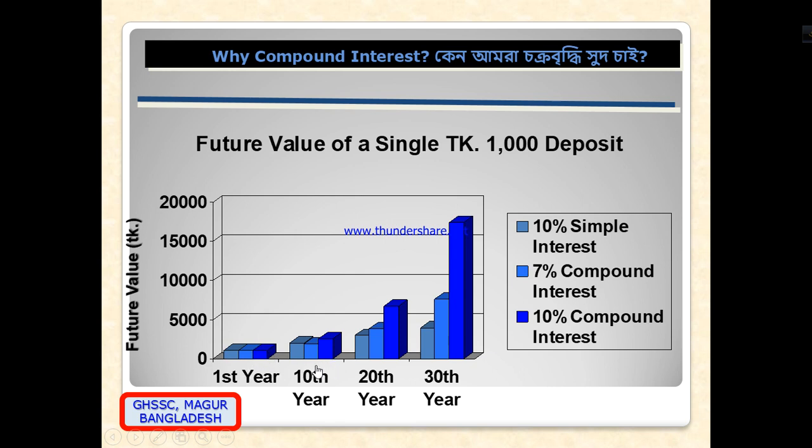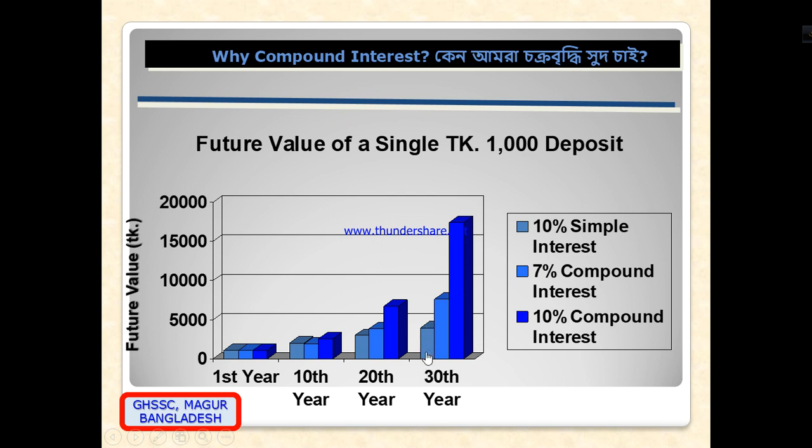But at the end of the 10 years, here 10% simple interest, 7% compound interest and 10% compound interest. But at the end of the 20 years, we have seen here a gradual rate jumping. This is the fact. It is drastically raised. So here simple interest at the end of the 30 years by simple interest of 10%.